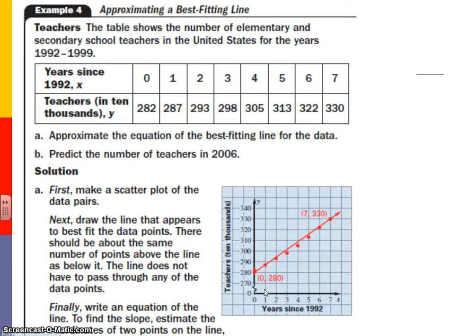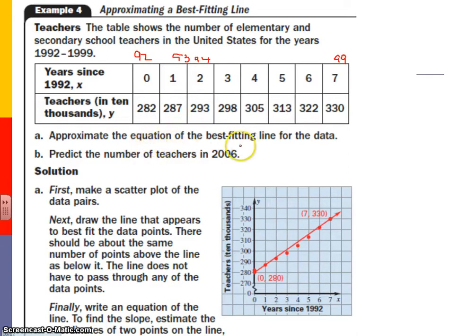Example 4. Approximating a best fitting line. The table shows the number of elementary and secondary school teachers in the United States for the years 92 through 99. So we're going to put a table together. X is 0 through 7. Where did I get the 0 through 7? It's the years since 1992. So this is 92, this is 93, this is 94, and so on, and 7 would be your 99. Here are the number of teachers in 10,000s, so 282 10,000s, and so on.